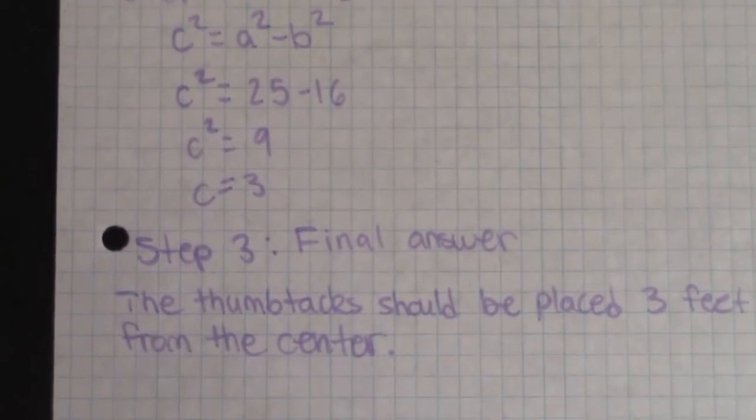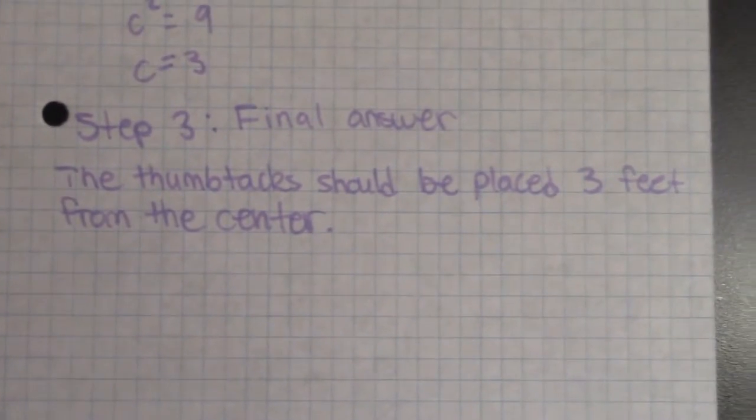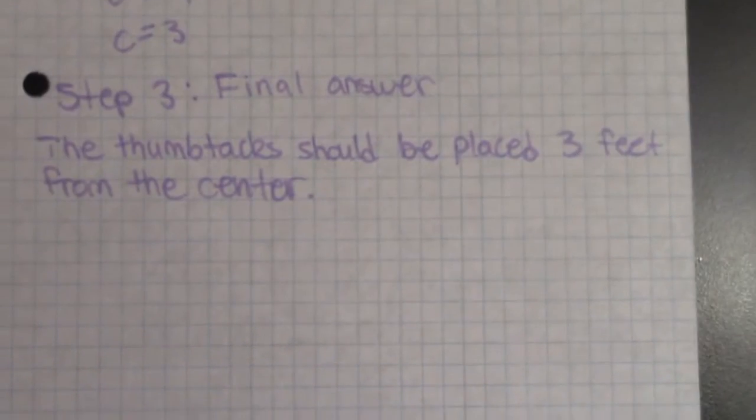So step 3 is our final answer. We know the thumbtacks have to be placed 3 feet from the center, since that's what C was.